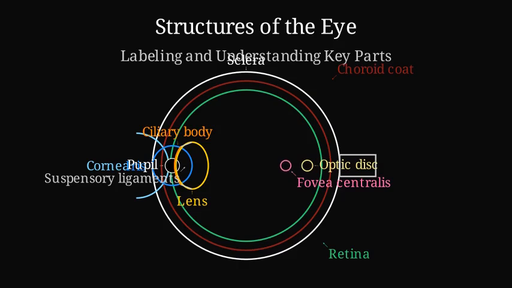Close to the center of the retina is a special pit called the fovea centralis. This region has the sharpest vision. When you stare at a word or a small detail, you are using the fovea centralis.